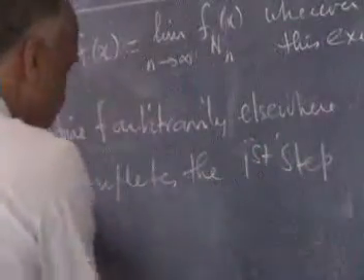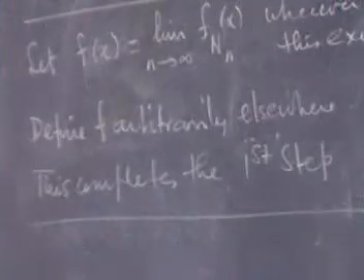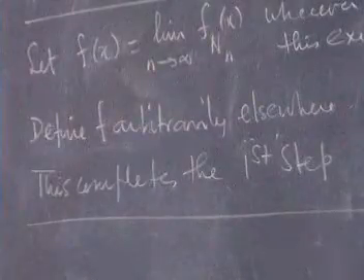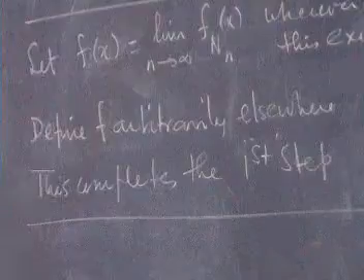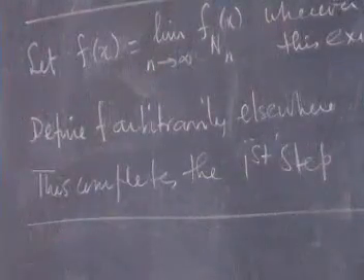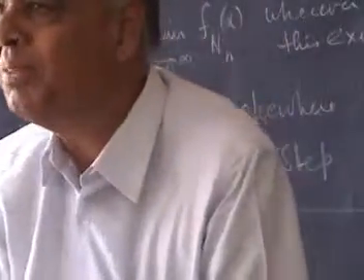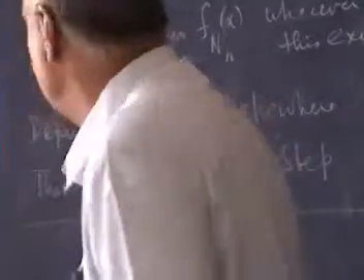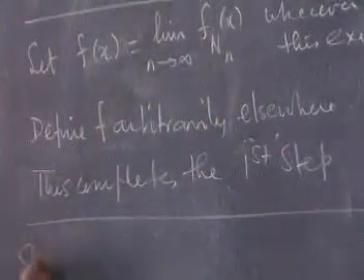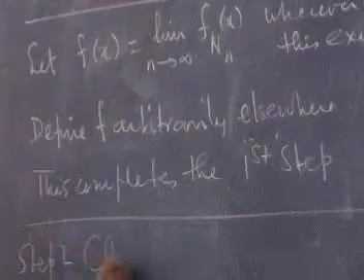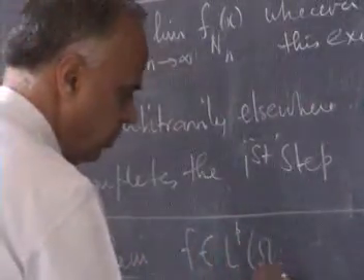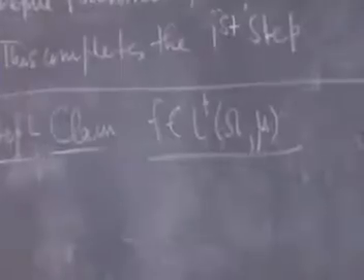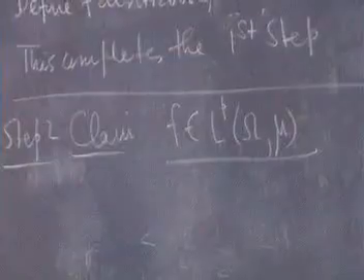What was the goal in the first step? To catch hold of a candidate to which some subsequence converges almost everywhere. The goal of the second step is to show that the candidate you got is really in the space you wanted, that you have not gone out of it. So next claim: the limit that we have thus got is indeed in L^p.